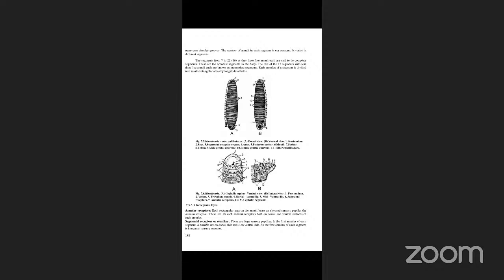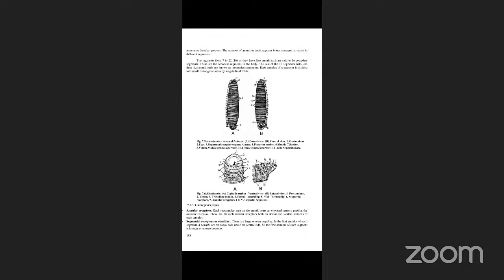Segments from 7 to 22 have 5 annuli each, and they are complete segments, and they are the broadest segments. You can see the lower portion of the body is wider, broad, whereas the upper one is narrow. And the rest of the 17 segments with less than 5 annuli, whether it is 1 or 2 or 3, are called incomplete segments. Each annulus of the segment is further divided into small rectangular areas by the longitudinal folds.